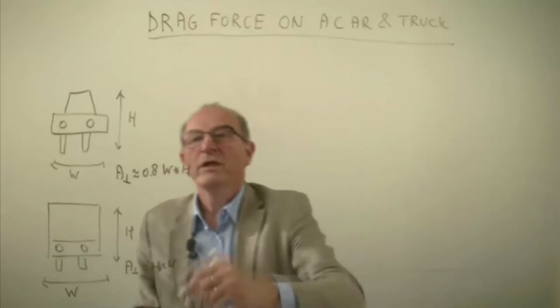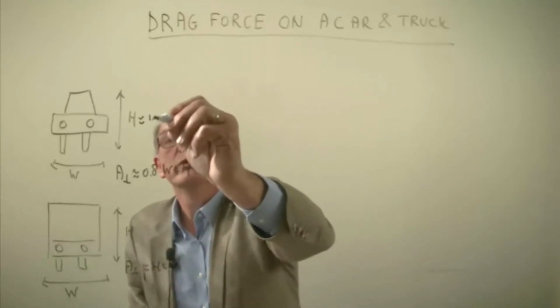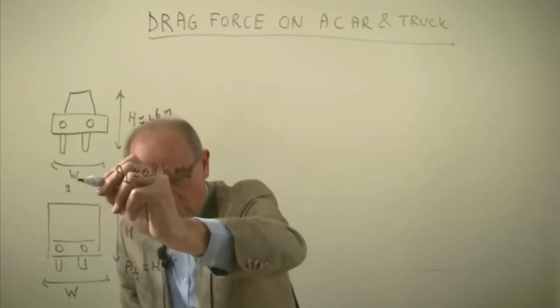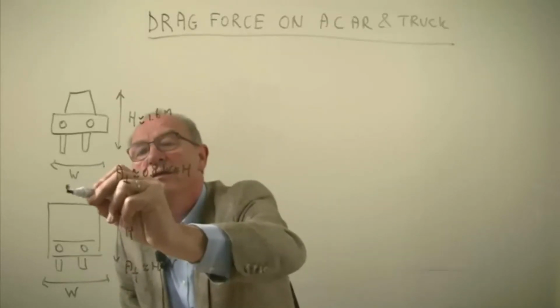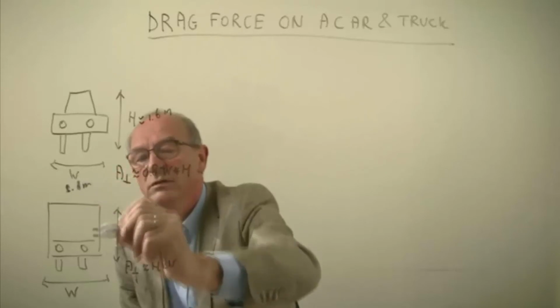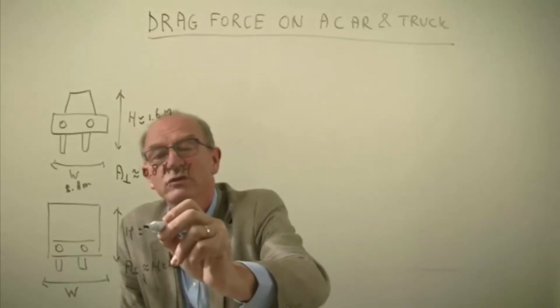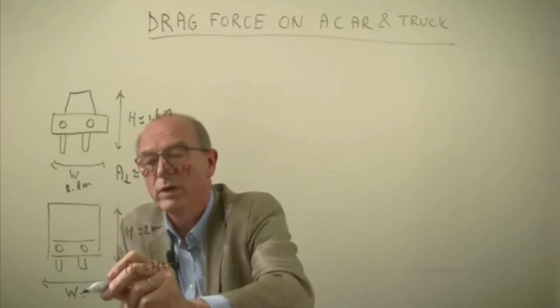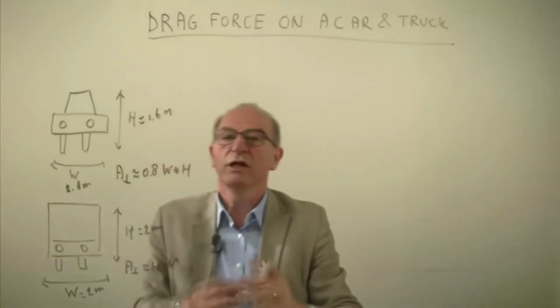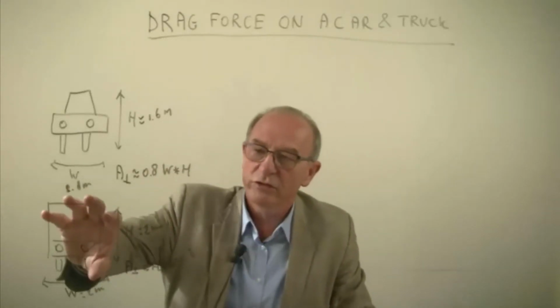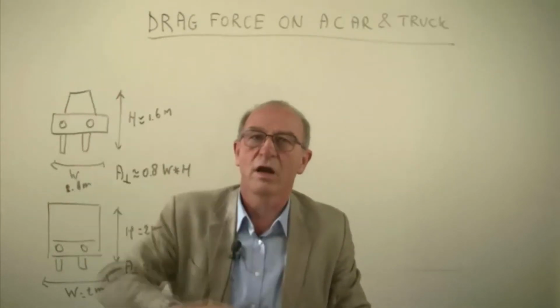But you know that for a car this is around 1.6 meters, and this is perhaps, well, what should it be? 1.8 meters. And for a truck, well, let's say this is 2 by 2. It's 2 meters by 2 meters. Gives you a little bit of indication. So you see the truck already has a larger surface area than the car.